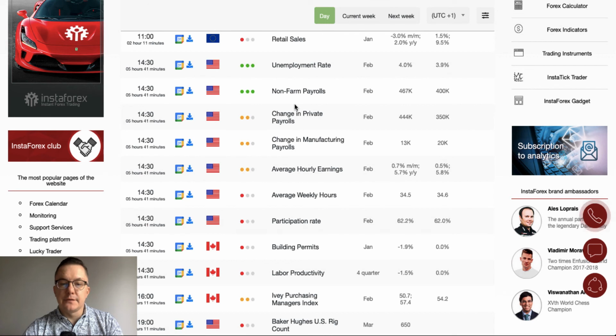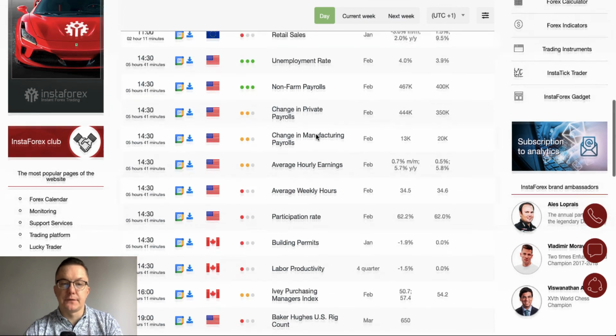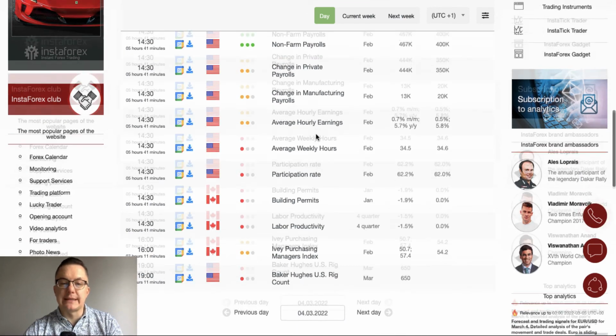The key event of the day, non-farm payrolls together with the unemployment rate, is expected to be released at 2:30 as usual. The unemployment rate is expected to drop from 4% to 3.9%, and non-farm payrolls are expected to decrease from 467,000 to 400,000. More data regarding the labor market: change in private payrolls, change in manufacturing payrolls, and of course the average hourly earnings. This is everything from the US labor market.